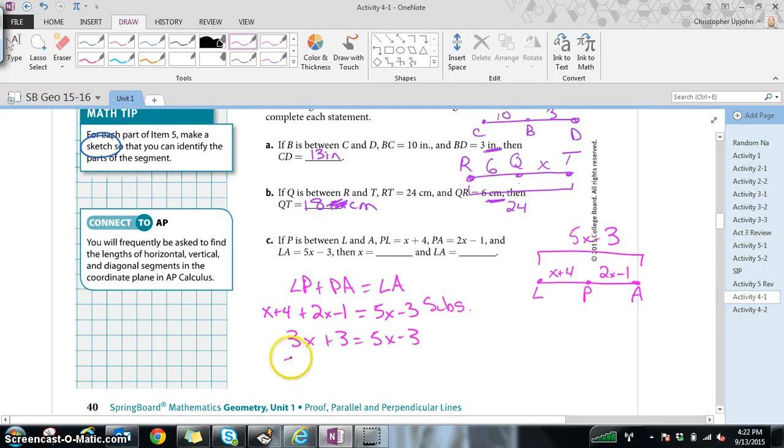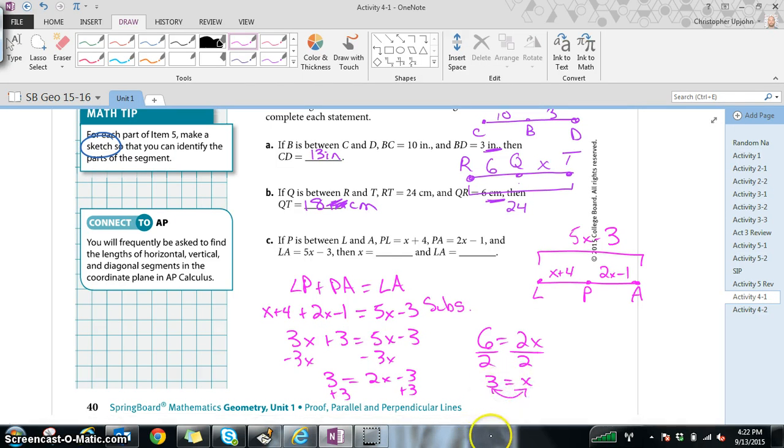We're going to subtract 3x from both sides. You get 3 equals 2x minus 3. Add 3 to both sides. 6 equals 2x. Divide by 2, and x equals 3. If we had to write a proof, remember we'd have to switch these around using our symmetric property, but again, that's not what we're doing. x equals 3, and we're looking for LA, so the whole segment.